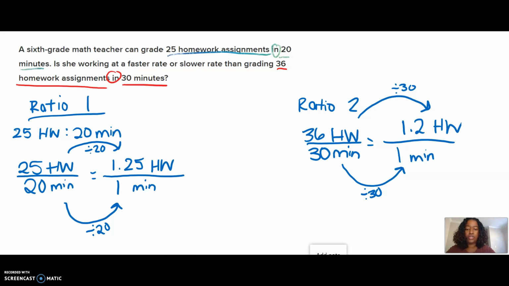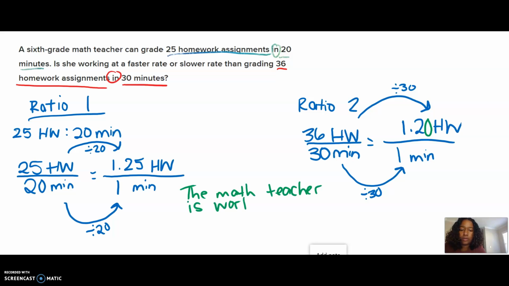I know that when I have two numbers that I'm comparing and the decimals don't have all the same places, I can always add an invisible 0 after the decimal place. So I can clearly see that 1.25 is a bigger number than 1.2 or 1.20. So I know that my answer is, I'm writing a complete sentence. The math teacher is working at a faster rate.